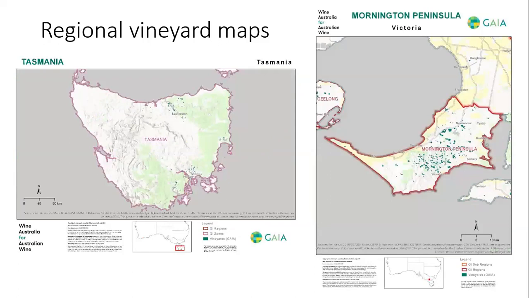There's another couple of examples here. You've got Tasmania and the Mornington Peninsula. Again, just showing different distributions within their GIs.